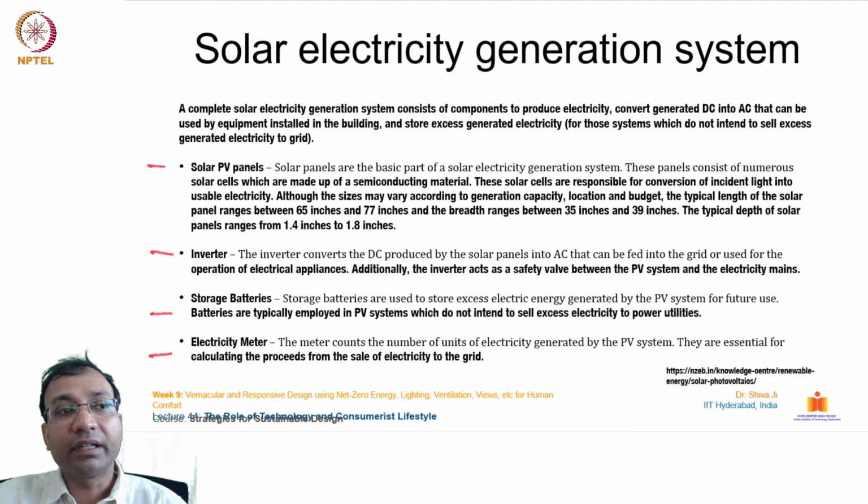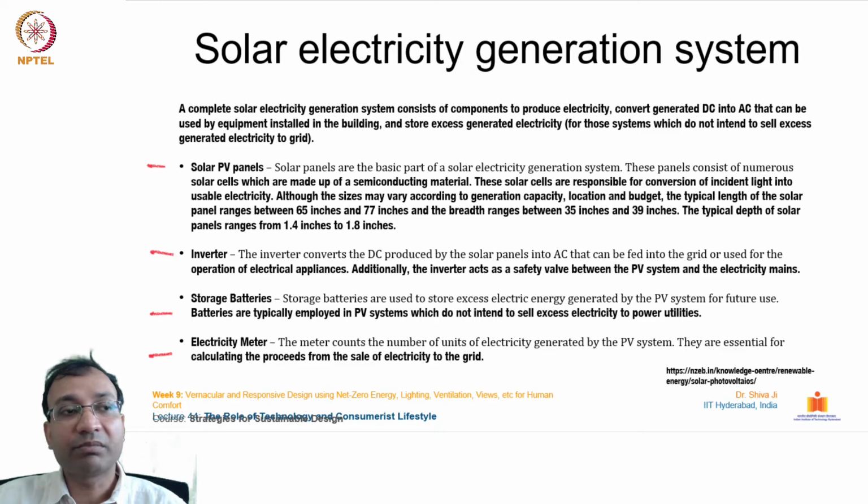The next component is the inverter. The inverter converts the DC produced by the solar panel into AC that can be fed into the grid or used for the operation of electrical appliances. Additionally, the inverter acts as a safety valve between the PV system and the electricity mains. You may have seen inverters. These small-scale inverters are also installed in our households these days.